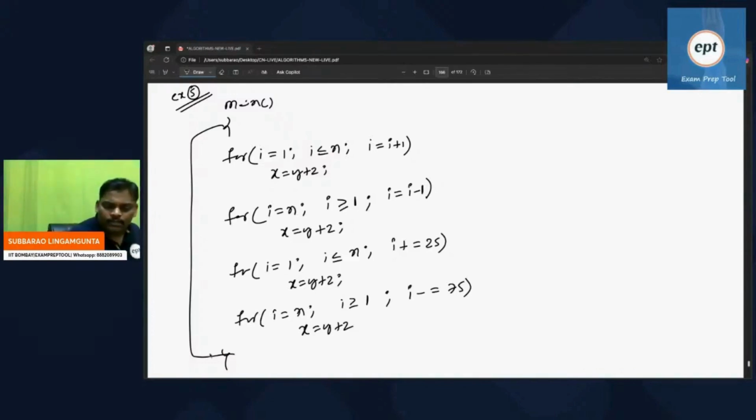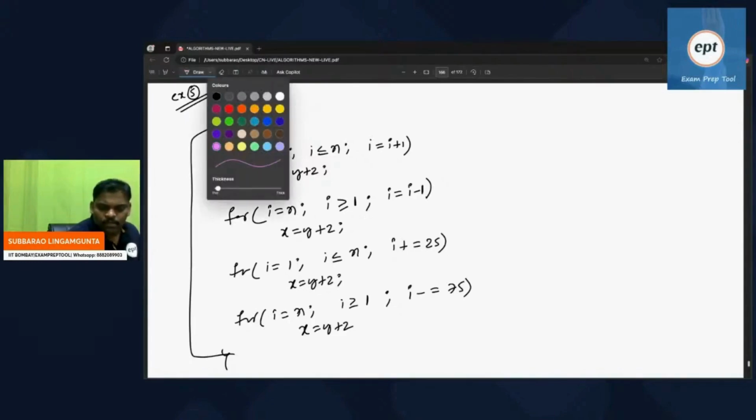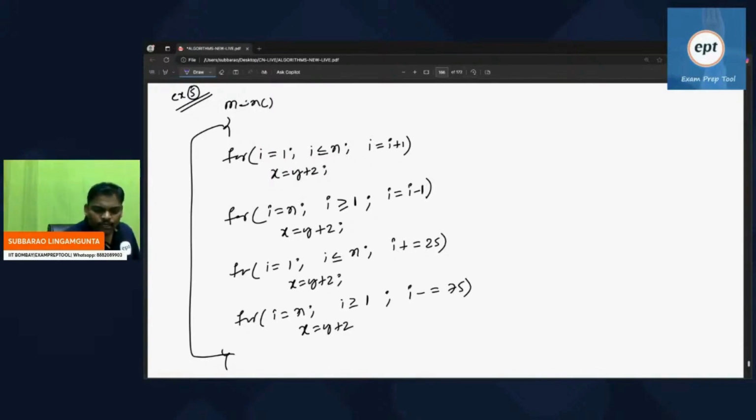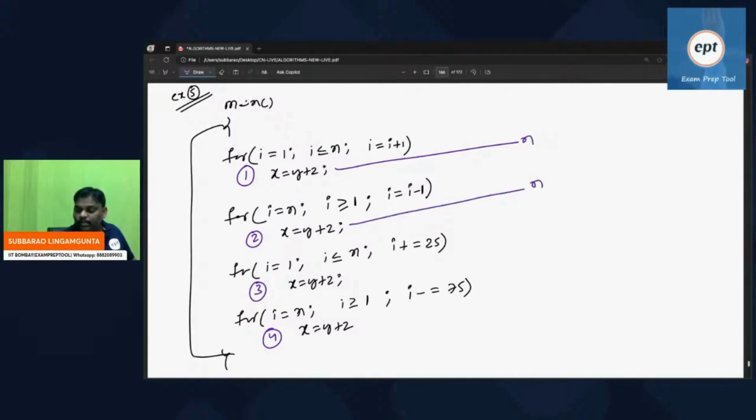Let me try the answer for this one. Everyone listen. It is the first statement, second, third, and fourth statement. There are 4 statements. First statement, order of magnitude, if you observe, is n, always plus 1. Second statement is also n. Remember, start from a small number and always increment by 1, that is n times. Start from a big number and always decrement by 1, that is also n.